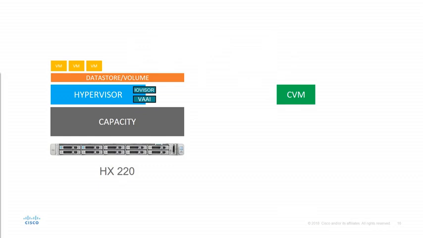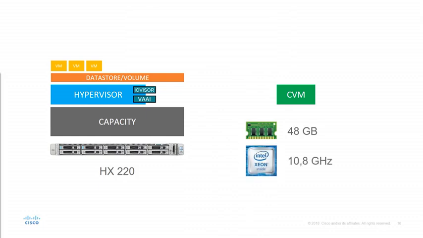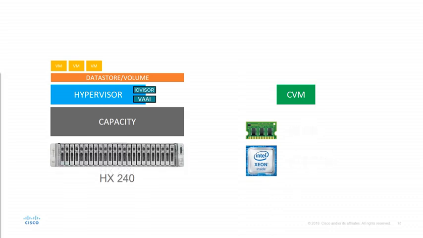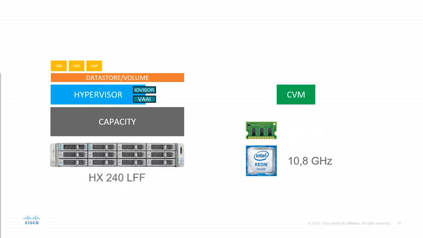On an HX220 converged node, the CVM reserves 48 GB of RAM for exclusive use and also requires 10.8 GHz of CPU processing non-exclusively. On an HX240 converged node, the CVM requires 72 GB of RAM for its exclusive use and the same CPU resources as an HX220 node. The CVM on a large form factor converged node requires 78 GB of RAM for its operation.